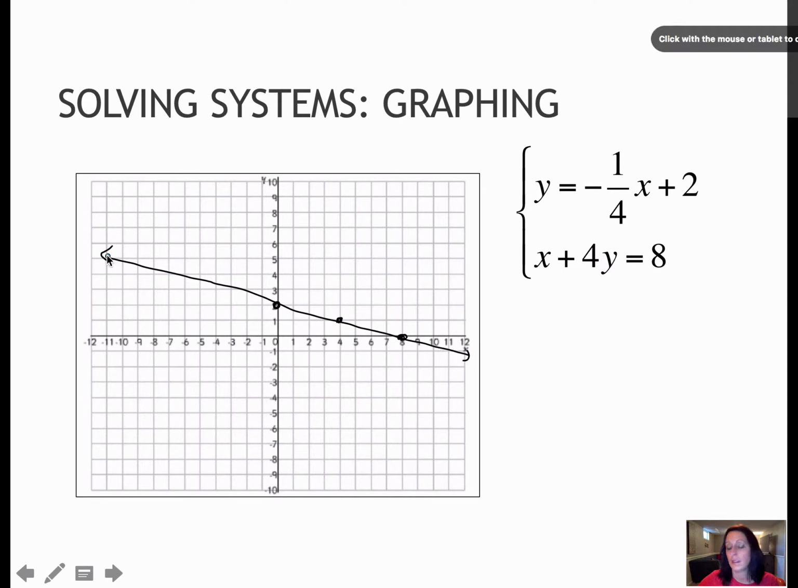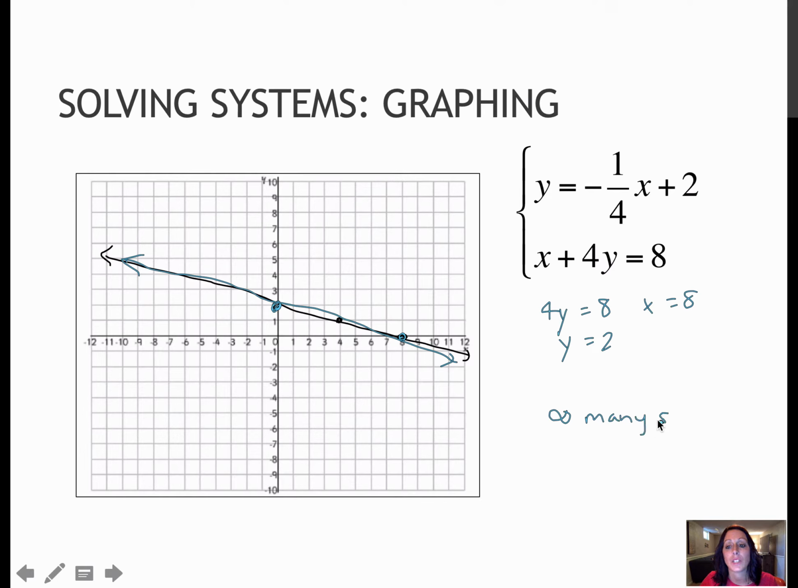And then for my second equation, I would probably use the cover-up trick. So I would cover up x and get 4y equals 8, so y equals 2. And I would cover up 4y and I would get x equals 8. And I can see that this is the same line 2 times, and so this is infinitely many solutions. This is also called consistent and dependent.